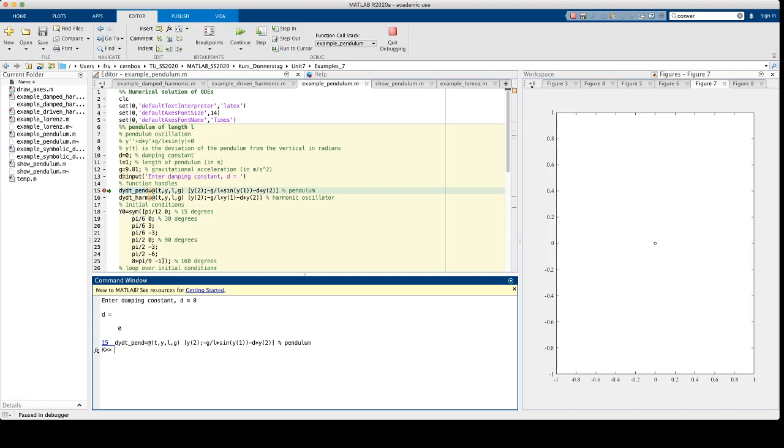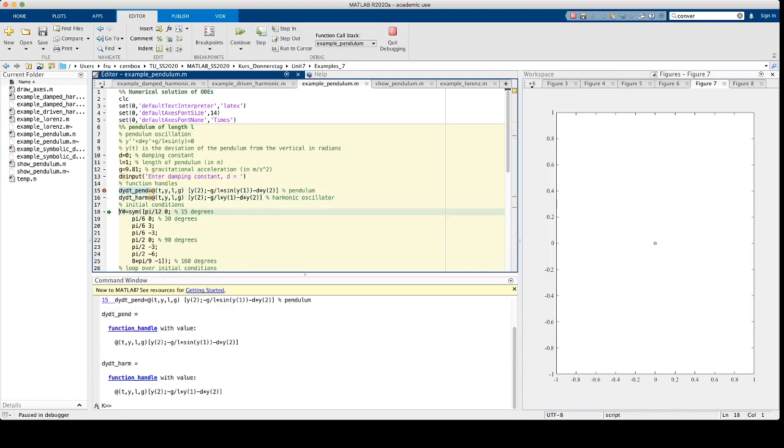for an undamped pendulum. Now we need to define the function handles, just as in the previous videos, the function handles that are passed to the solver as the first argument. The function handle for the pendulum is very similar to the one of the corresponding harmonic oscillator. The only difference is that in line 15 we have sine of y, in line 16 we have just y. This will allow us to give a comparison between the pendulum equation and the corresponding harmonic oscillation.